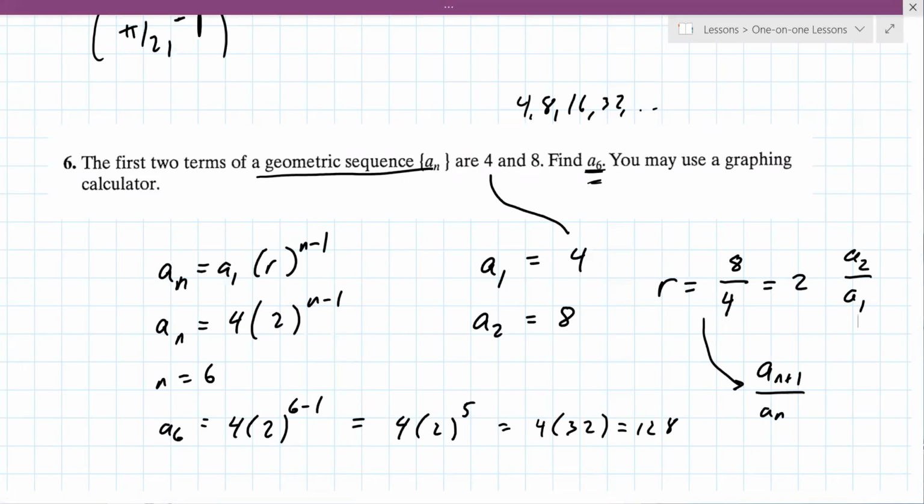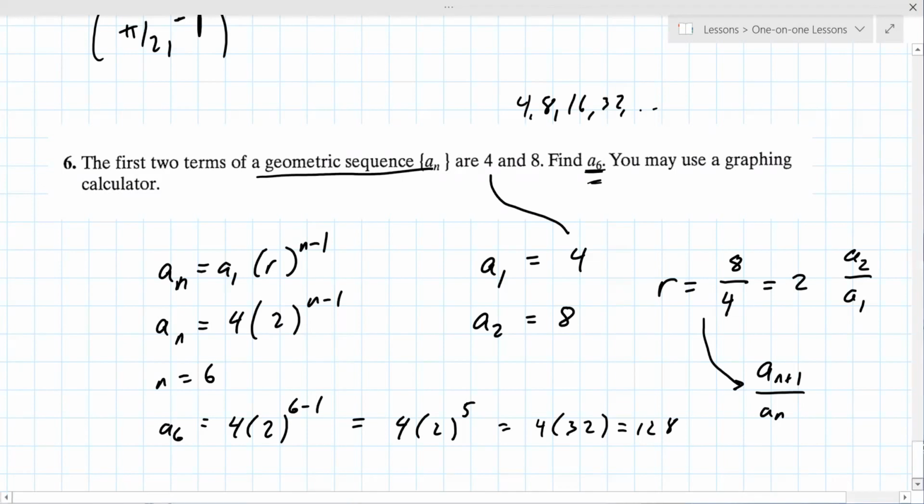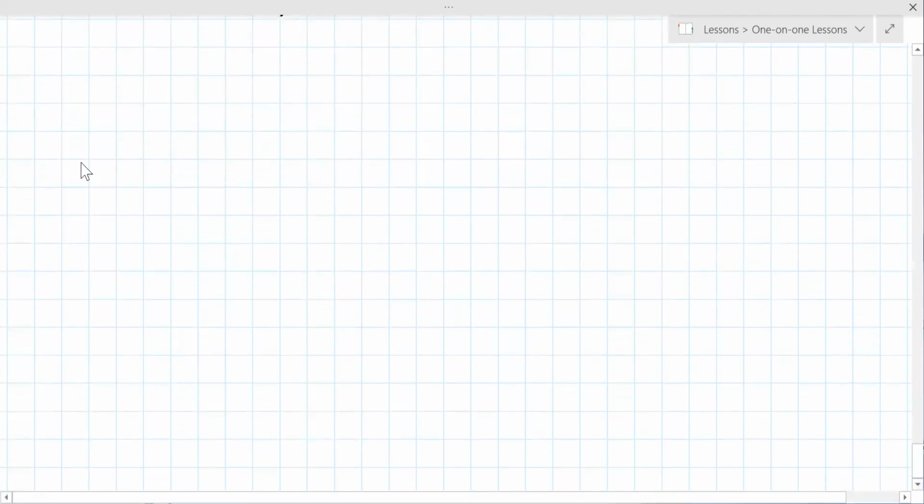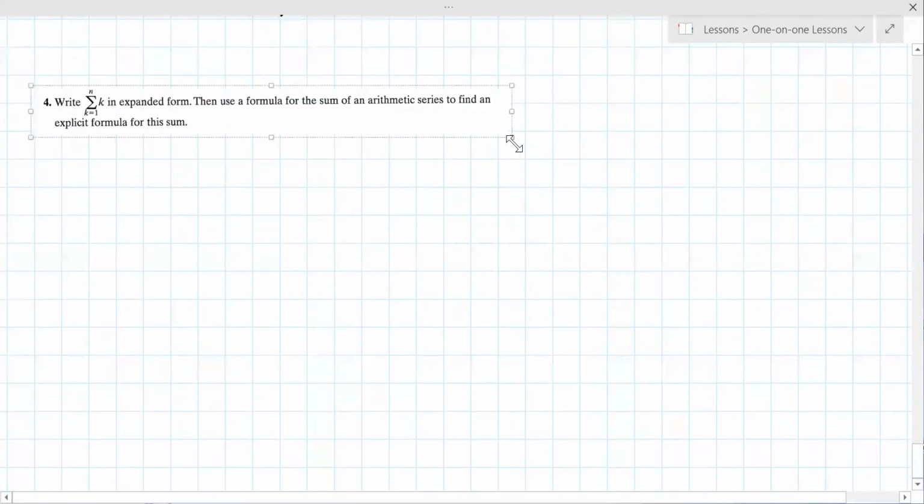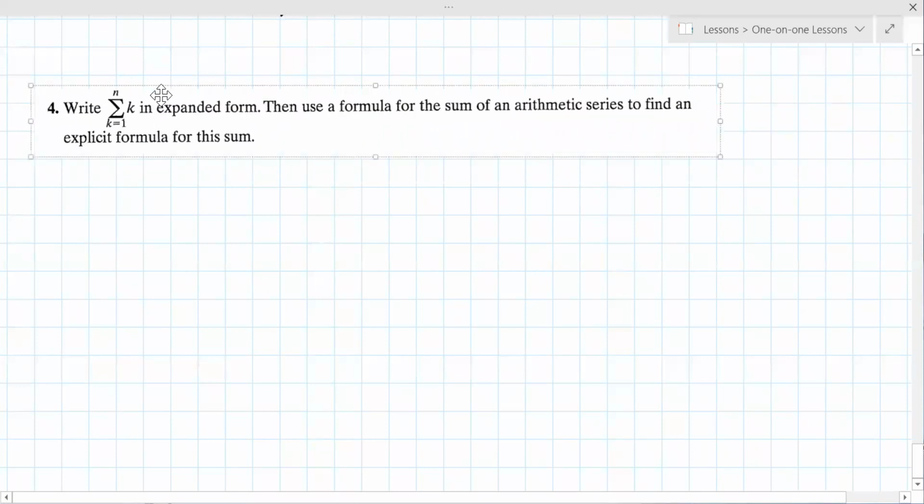We can go to number 4 on 9.5. All right, write sigma k in expanded form. That means to actually write out what you have here.